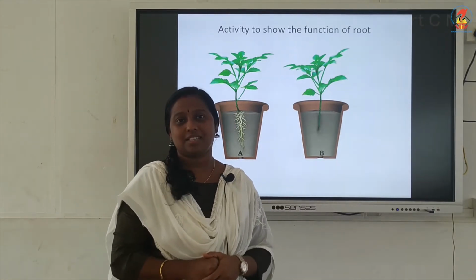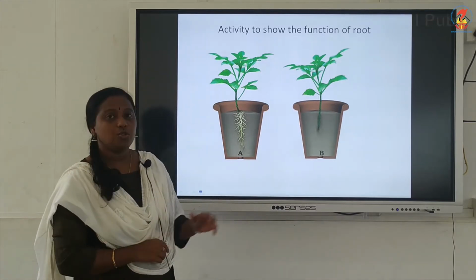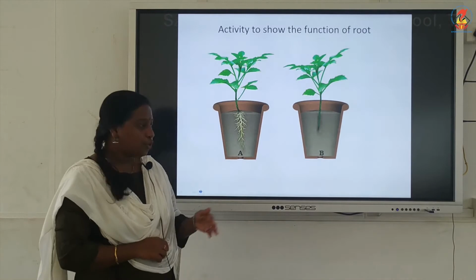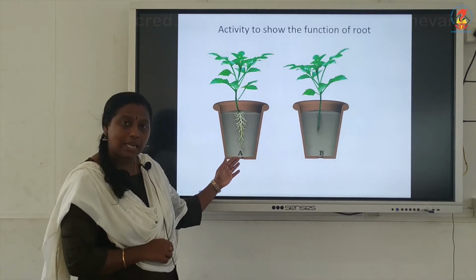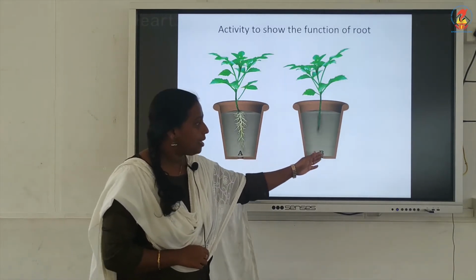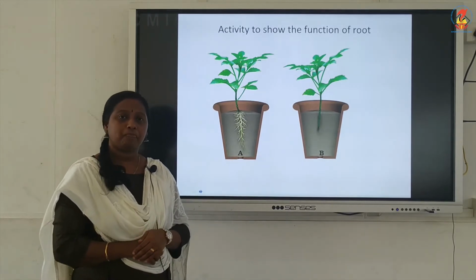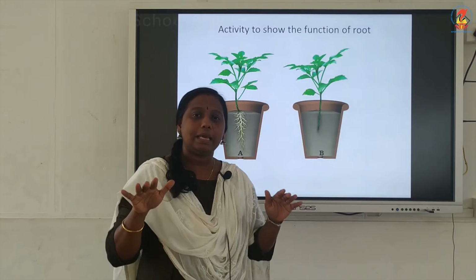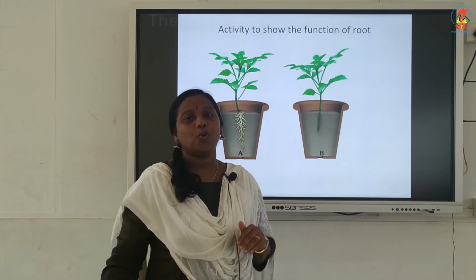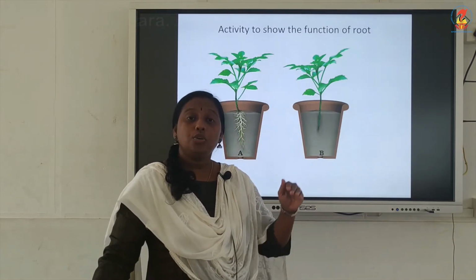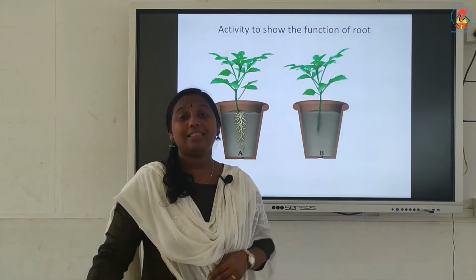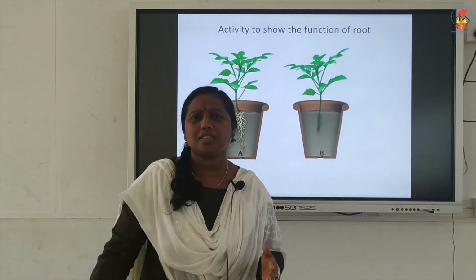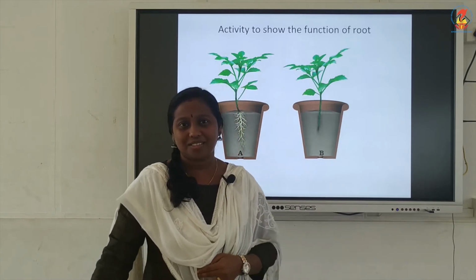Activity number 6. Now in this activity, you see here, there are two pots. You take one pot and label it as A. You take another pot and label it as B. In both the pots, you put some potting mixture, you put the soil and keep everything ready for the plant to grow there. You collect two healthy plants from your garden, from somewhere around you.